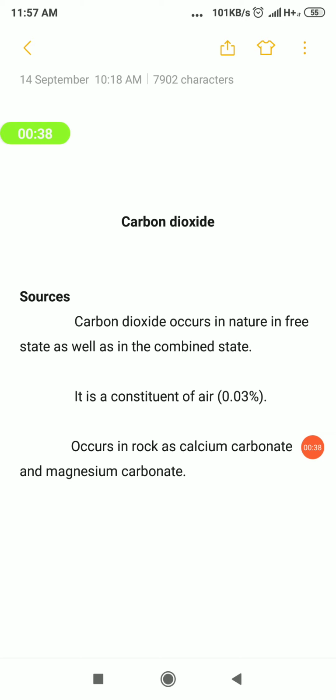What's the formula for carbon dioxide? Di means two. Carbon C, dioxide, two oxygens. So CO2 is the formula for carbon dioxide.